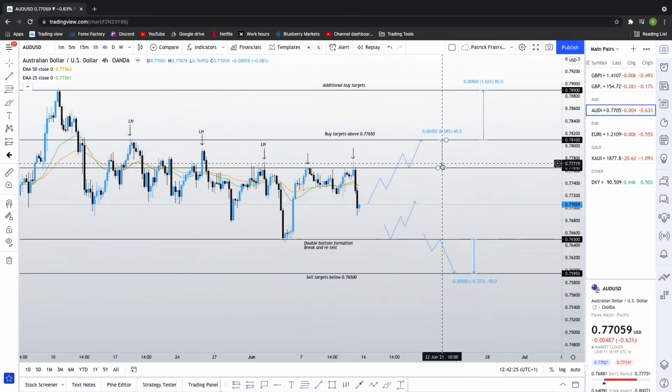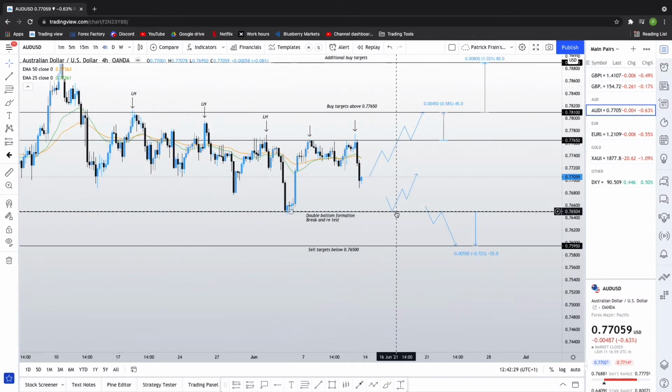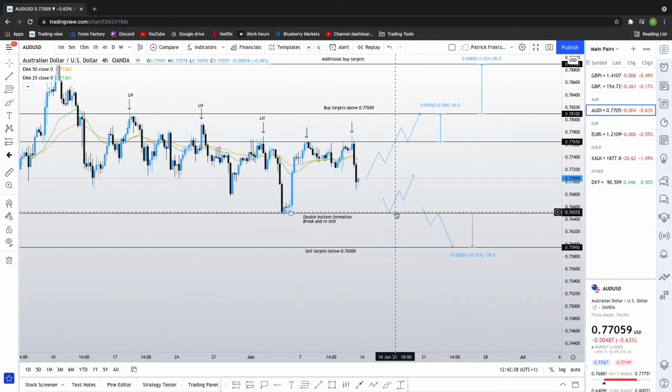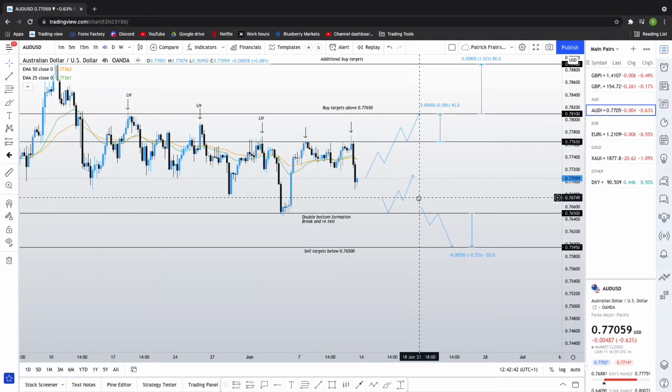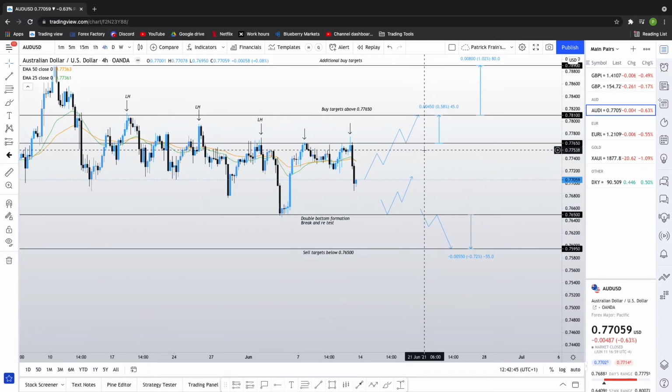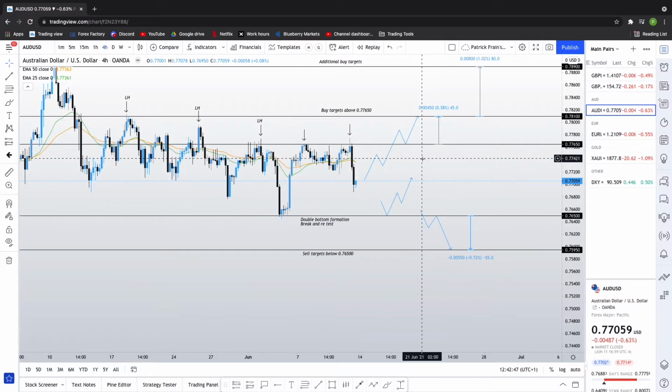Looking at if price does come back down to our level of support at 0.76500, I will be looking for two things. The first thing I will be looking for is a double bottom formation. If we reject this level once again and we are creating higher highs and higher lows on the hourly time frame, I will be looking for buys back up to our highs at 0.77650.